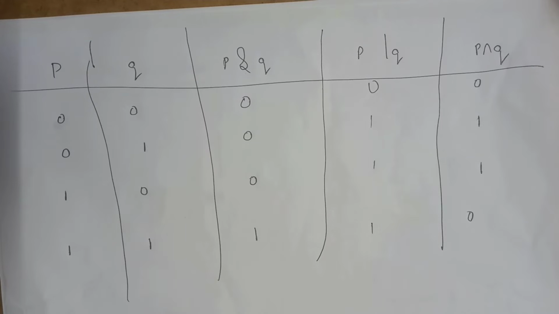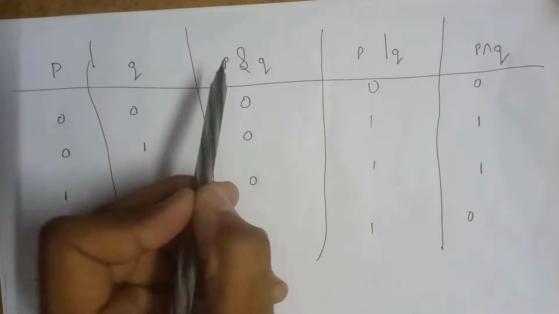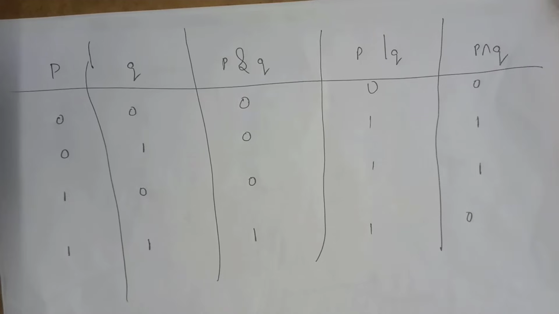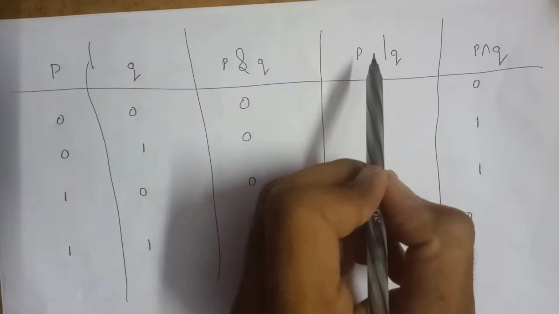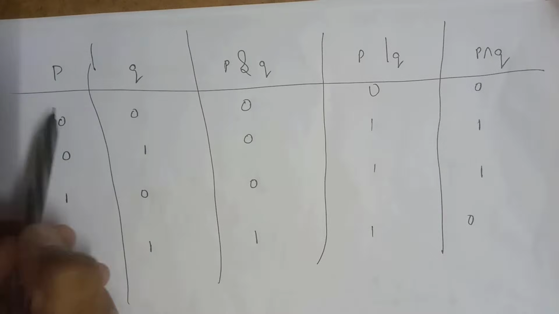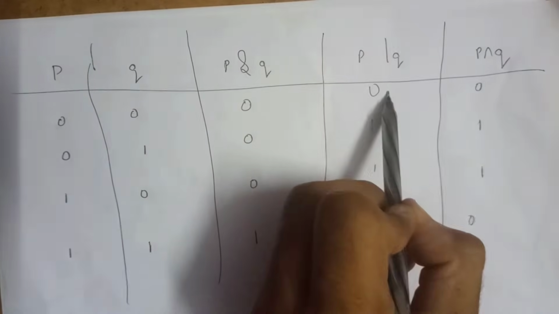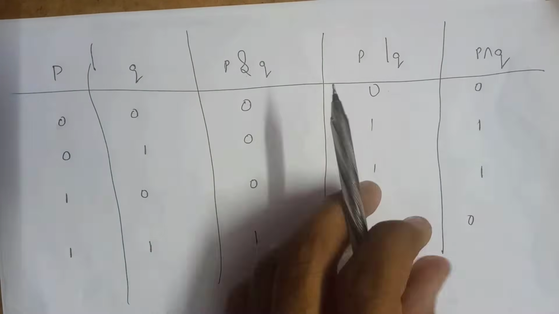Guys, you need to remember this table for bitwise AND, bitwise OR, and bitwise XOR. At first I will explain bitwise AND. For bitwise AND, if both values are 1, then the result will be 1, else the result will be 0. And next for bitwise OR. For bitwise OR, if both values are 0, then the result will be 0, else the result will be 1. This is for bitwise OR.